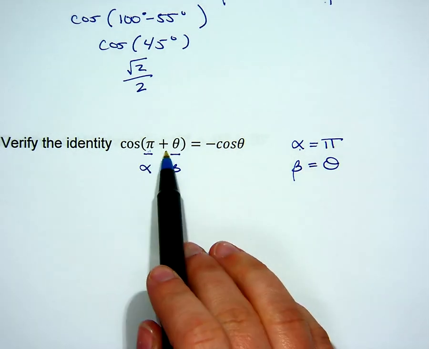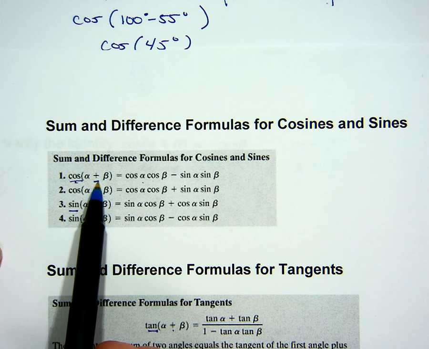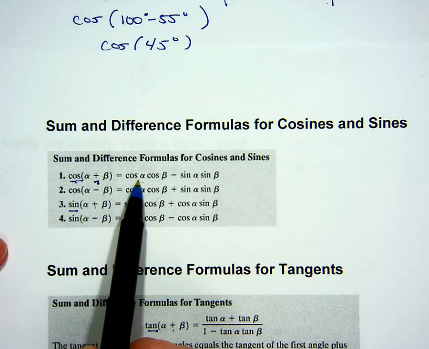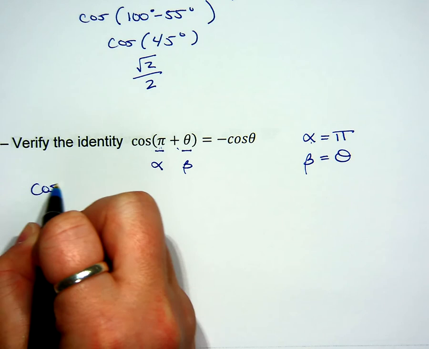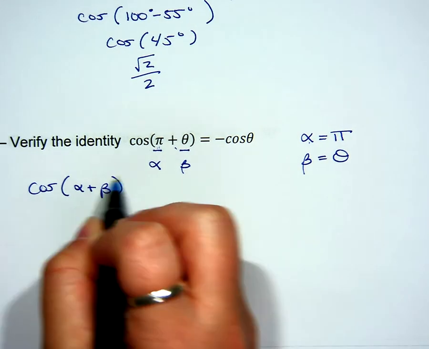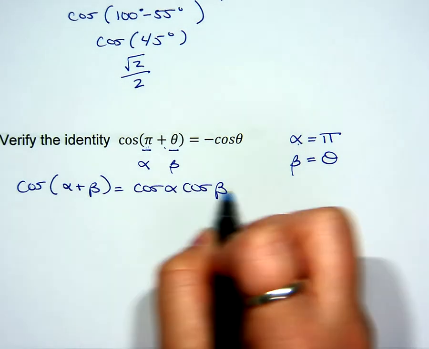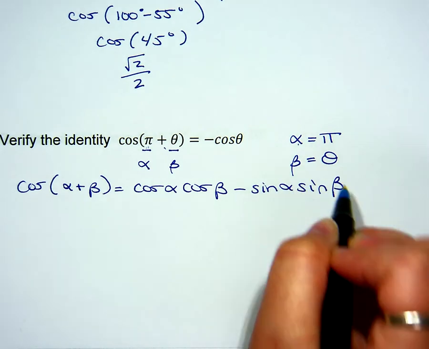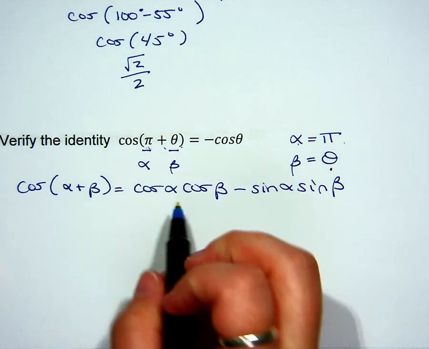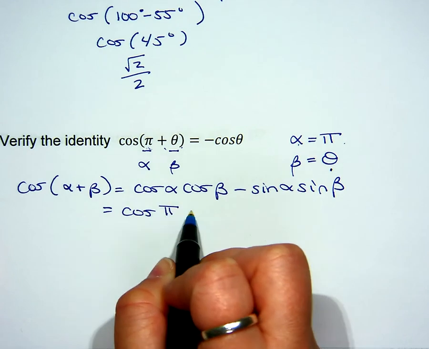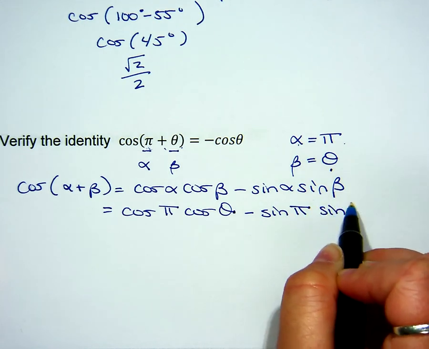If I have cosine with a plus, let's go to our equations. Cosine with a plus is cosine alpha cosine beta minus sine alpha sine beta. I know what alpha and beta are because I have them labeled from the problem I was given. So that means I have cosine of pi, cosine of theta, minus sine of pi, sine of theta.